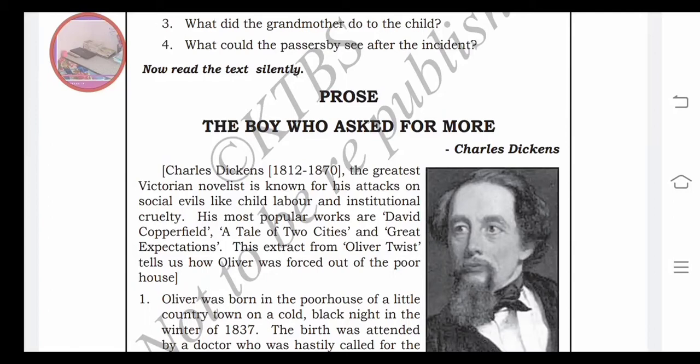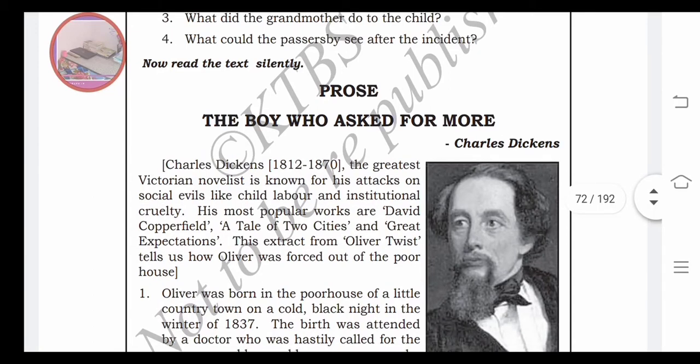Okay. So let me give you a brief introduction and the background of this novel. I use the word novel. What does that mean? A novel is a book. In that book there is a bundle of stories. From that, they have taken one and kept it over here. So this is not the whole story of Oliver Twist. The original name of this novel is Oliver Twist. From that novel they have taken one extract, that is The Boy Who Asked for More.